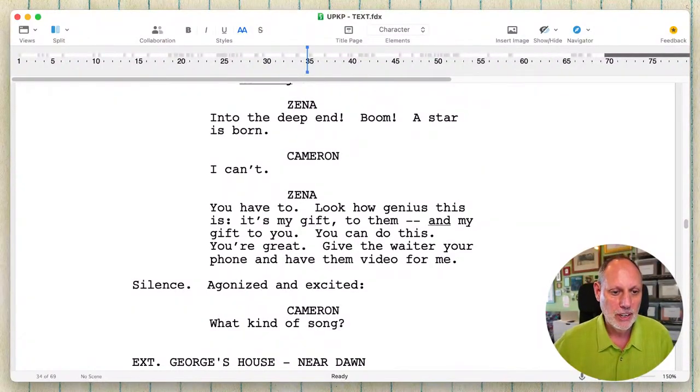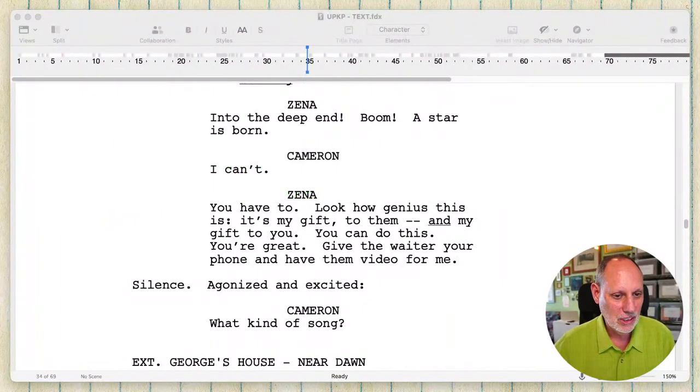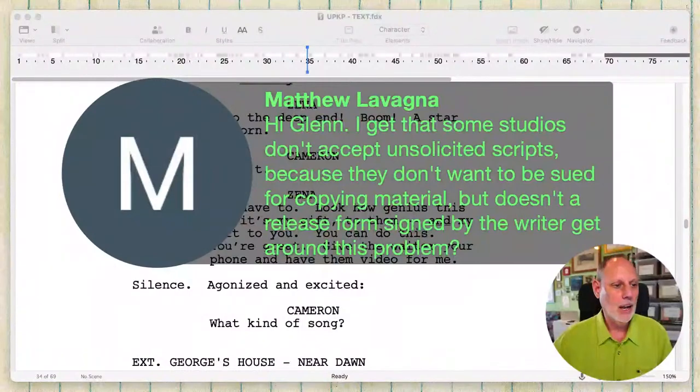Okay, very briefly, hello, hi Donna, in your two different identities. Well played with the switching. Hello. Okay. Meanwhile, Matthew. Hi, Glenn.